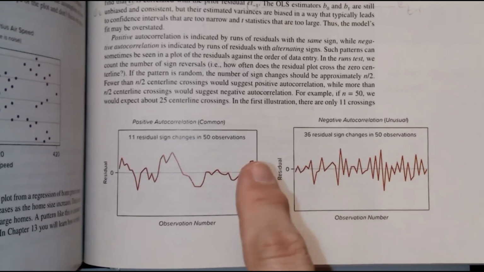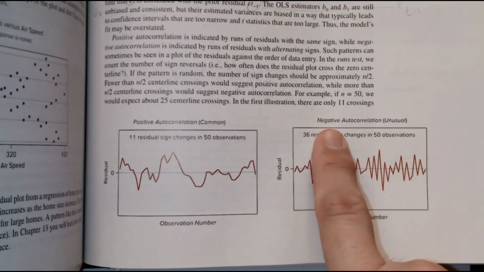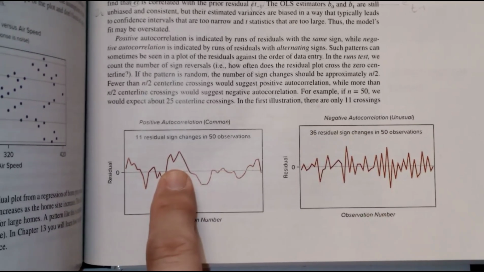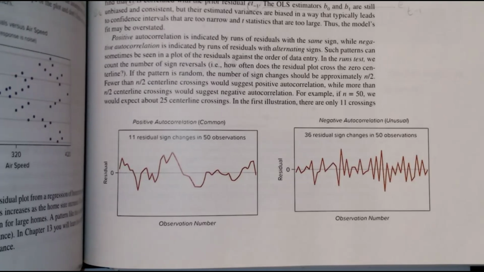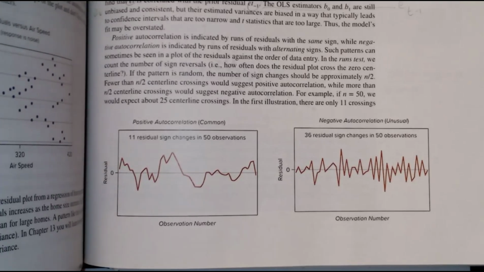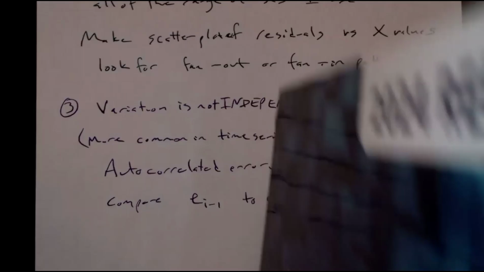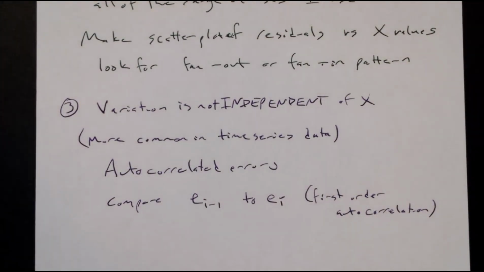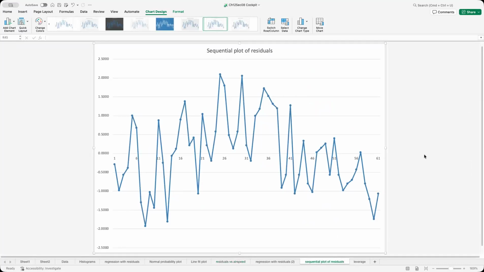So when I see more changes, we're going to call that negative autocorrelation. If I see few of them, we're going to call that positive autocorrelation. Positive autocorrelation and negative autocorrelation both can lead to narrower confidence intervals. They can decrease the size of my standard error. Again, in our Excel example, here are all of the residuals just plotted one after the other.